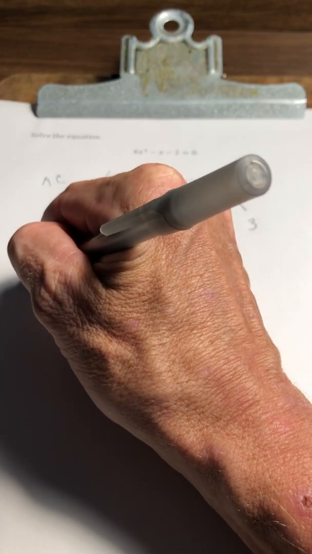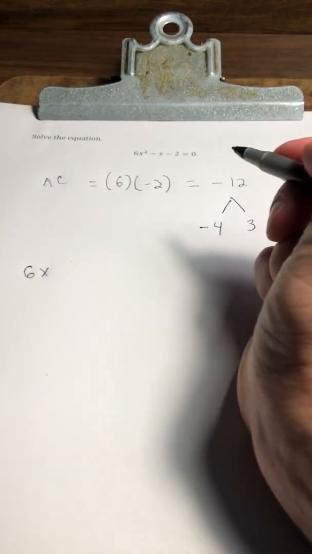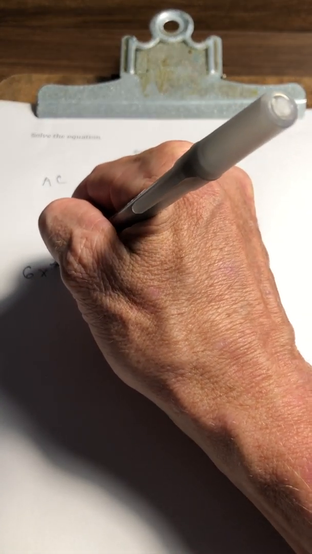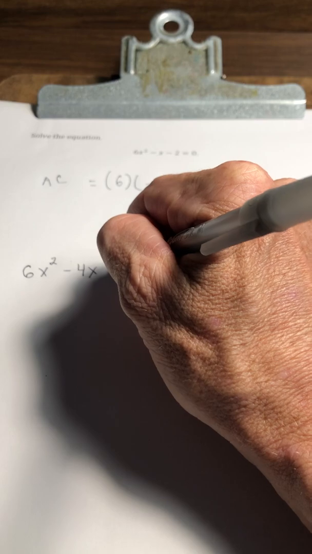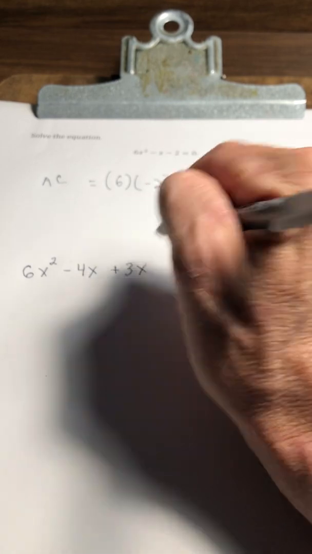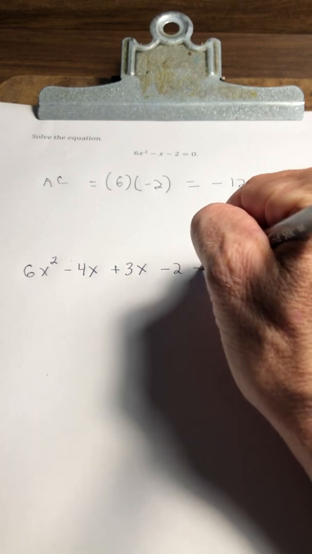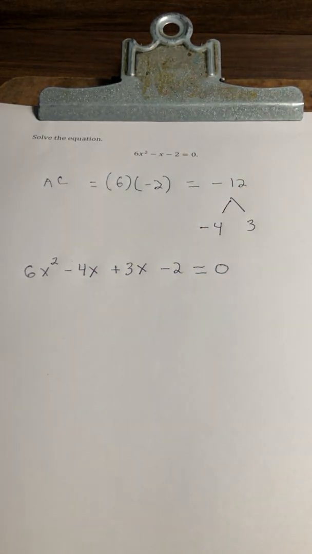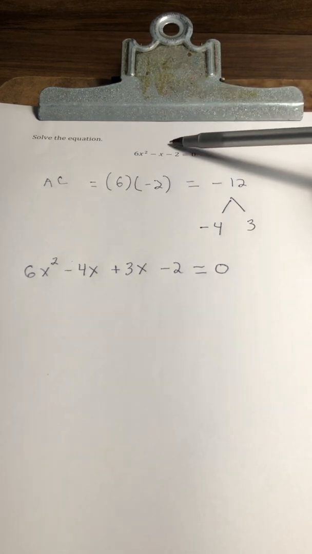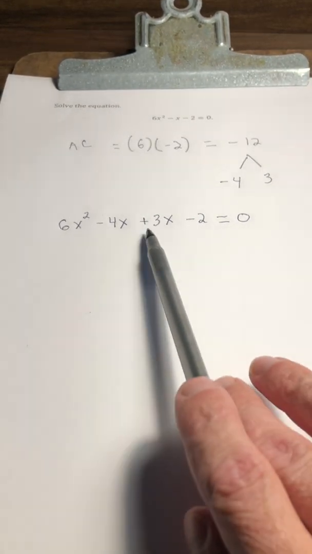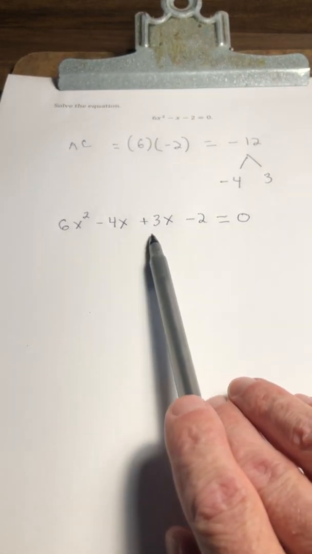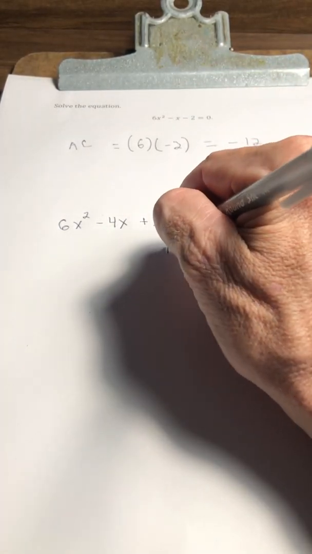So we're going to rewrite the original trinomial as a 4-term polynomial, that is 6x squared minus 4x plus 3x minus 2 equals 0. Notice that the left-hand sides are equivalent, but we can go further with this left-hand side. We can actually finish the problem. Now what we're going to do is factor by grouping.